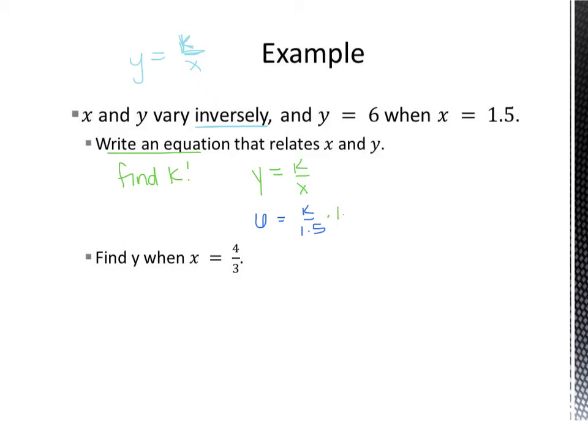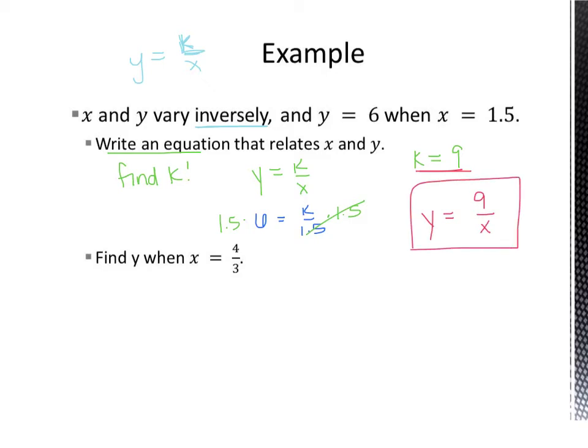I'm going to times both sides by 1.5. Those cancel. So k is 9. Now that's not your answer because it wants you to write an equation that relates these two. This does not relate x and y. That just tells you what k is. So my equation that relates x and y is y equals 9 over x.